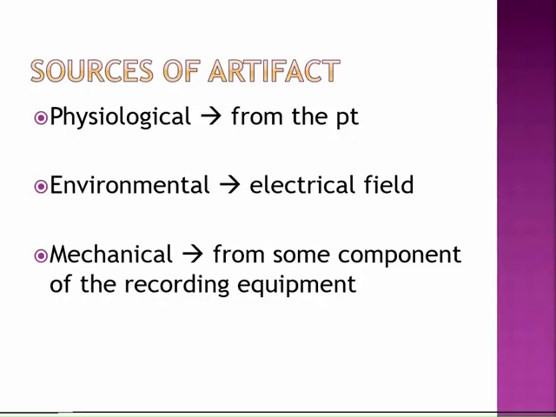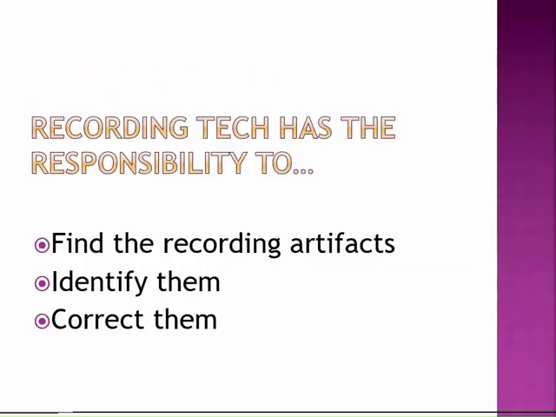Mechanical artifact is any artifact that's coming from some component of the recording equipment, meaning that it is either a bad wire or something's off, it's not plugged in correctly, something like that. But it's our responsibility to not only identify the artifacts that we're seeing, but find them, identify them, and correct them.